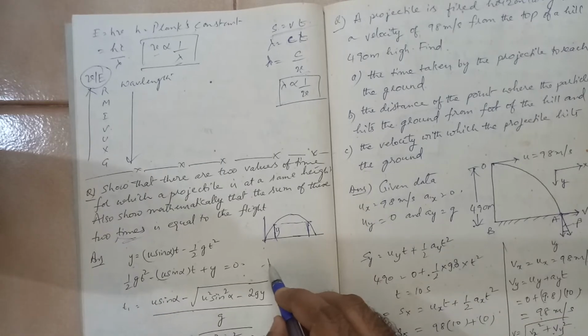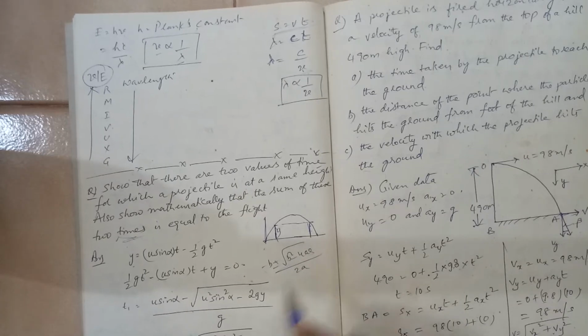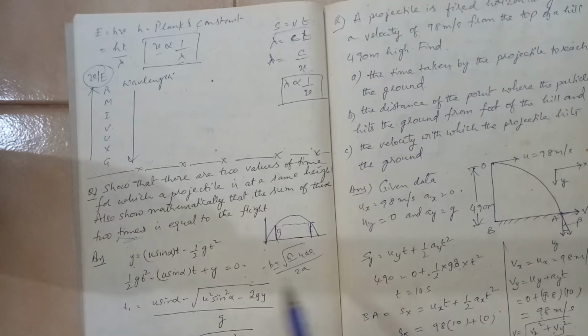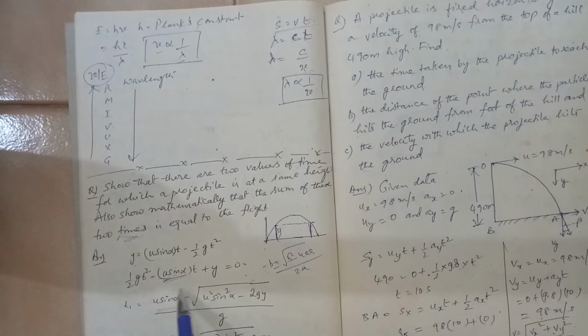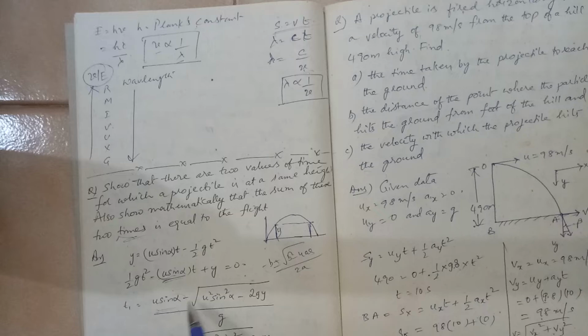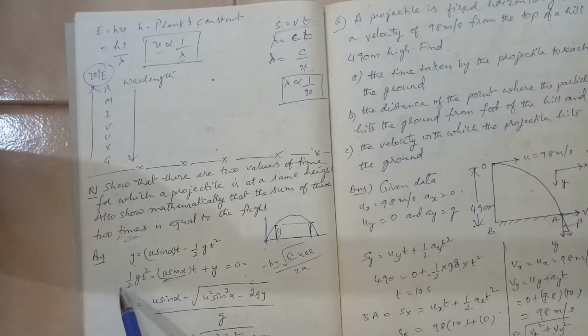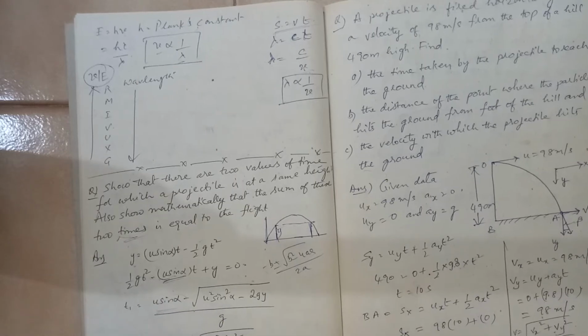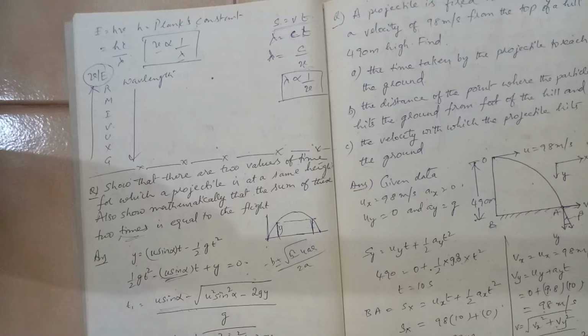So we know the roots: minus b plus or minus square root of b square minus 4ac, by 2a. So here b is minus u sine alpha, so it is minus b, you got plus u sine alpha. So you will get two values, we will call them t1 and t2, with the root term being u square sine square alpha minus 4 into half g, it becomes 2 g into y. So you get one root and two roots.